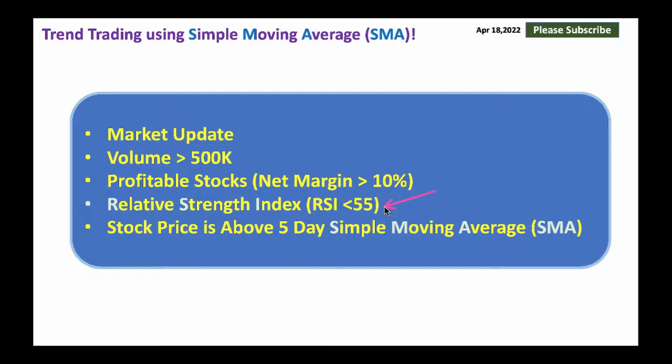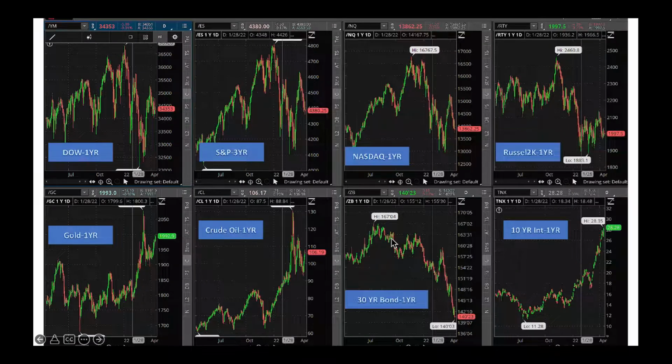We can still follow the trend and make some money. And then finally, let's make sure the SMA or simple moving average is really trending better, meaning the current stock price is above the 5-day simple moving average, which means these are uptrending stocks. So with that, let's jump in and get started. So we'll start with a quick market update.